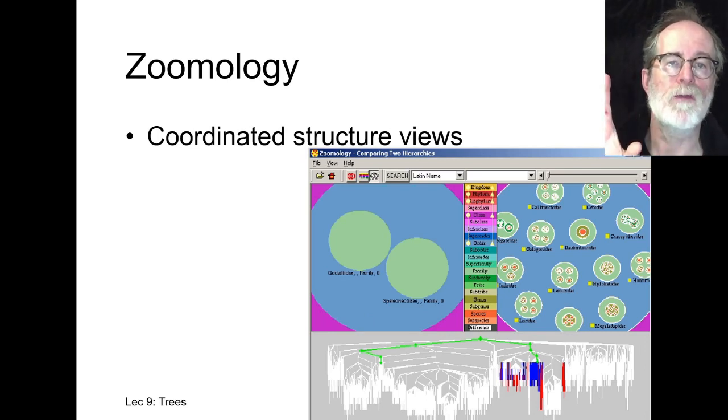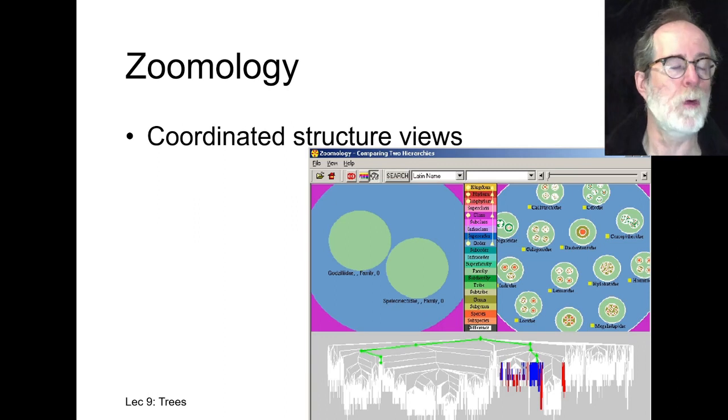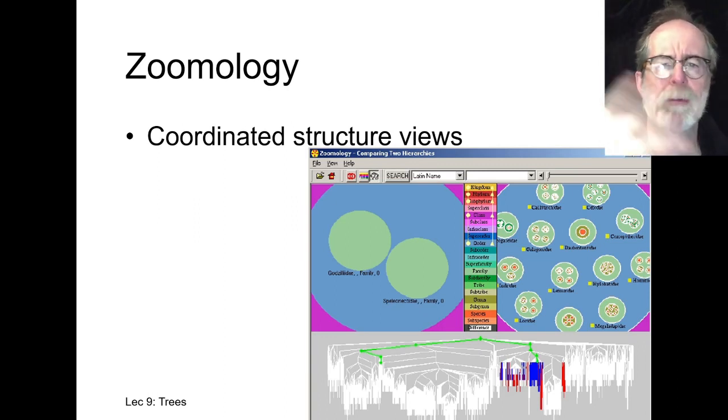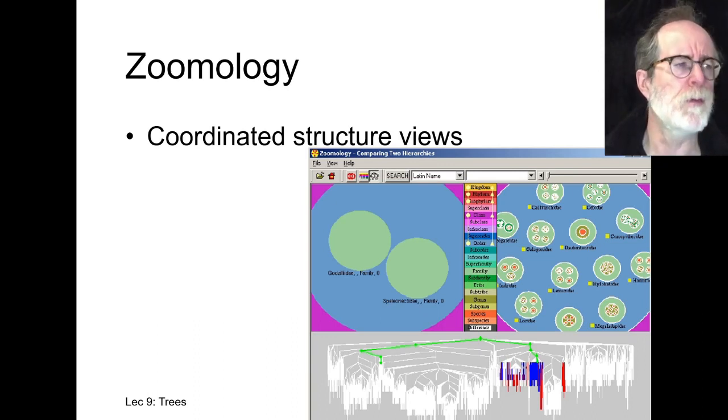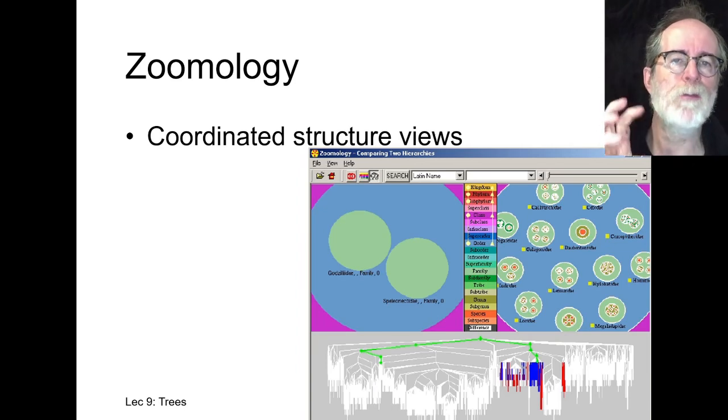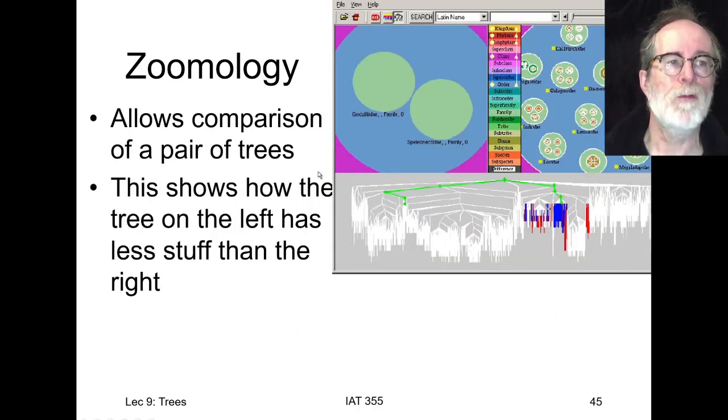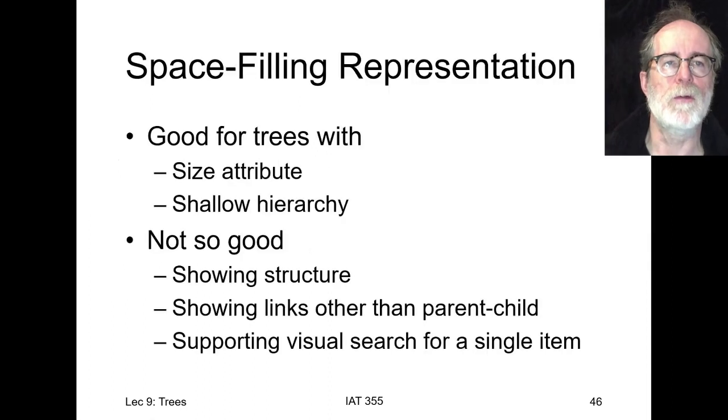We had initially constructed the thing to do zooming, and then we did this second piece where it would compare two trees and zoom rapidly, so you could see the same structure in both trees if indeed the structure was similar enough. If trees were completely different, the comparison thing wouldn't be worth doing, but this thing is built for showing significant but localized difference from one tree to another. So that allows for a comparison of a pair of trees, and, as I said, shows how the tree on the left has less stuff than the tree on the right.